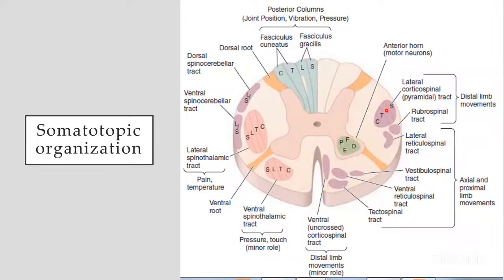For the corticospinal tracts, the decussation occurs at the medullary pyramids. After the decussation, the most medial fibers are cervical fibers, followed by thoracic, followed by lumbar, and followed by sacral fibers.